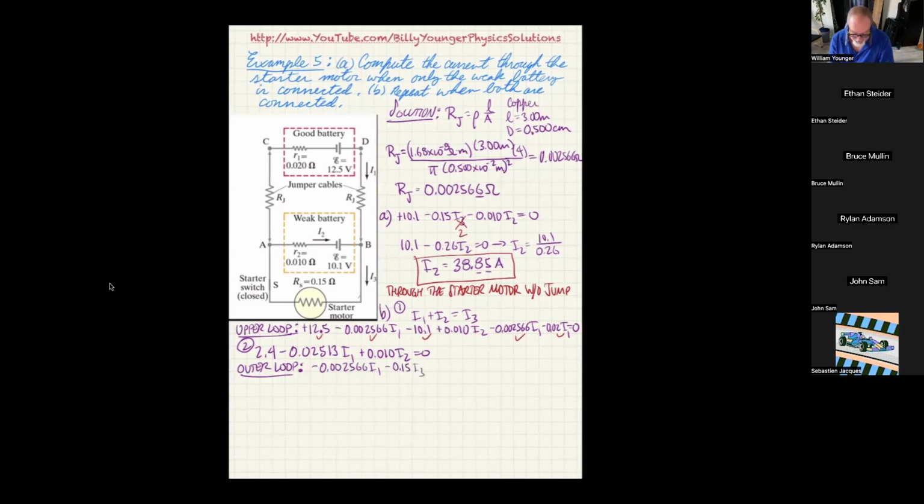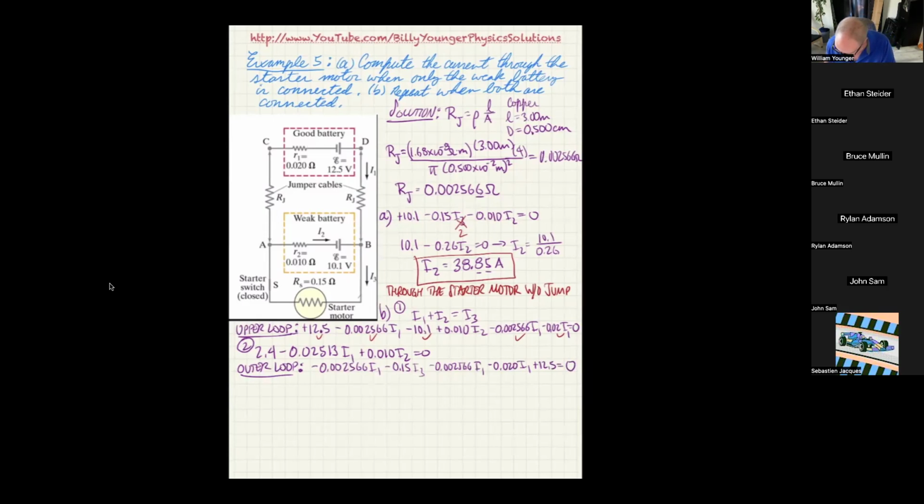Now I'm going back up RJ again. So this is minus 0.002566 I1. And now I've got to go through R1, but I'm going the same direction as I1. So that's a voltage drop again. So this is 0.020 I1. And then I've got a voltage increase of 12.5. So I'll say plus 12.5. I'm back to where I started, so I write equals zero.